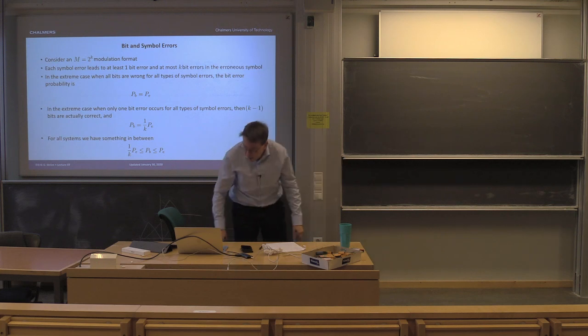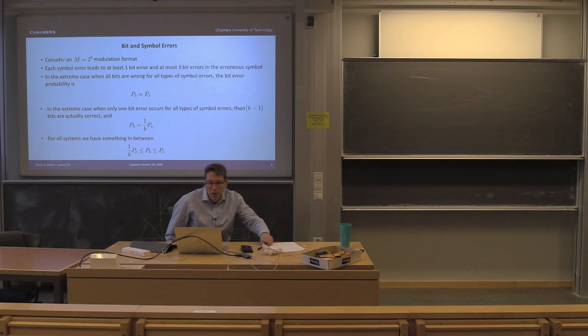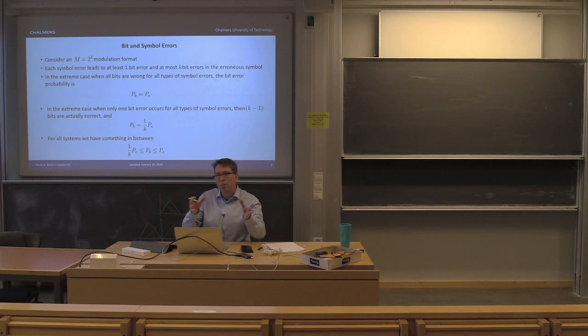So to formalize these ideas a little bit, for a particular modulation format, there is a relationship between the bit error probability and symbol error probability. It can be computed. It's a little bit complicated. But we can also bound it. We know in what limits the symbol error probability and bit error probability are related for any system. So let's go through that instead of having special cases here.